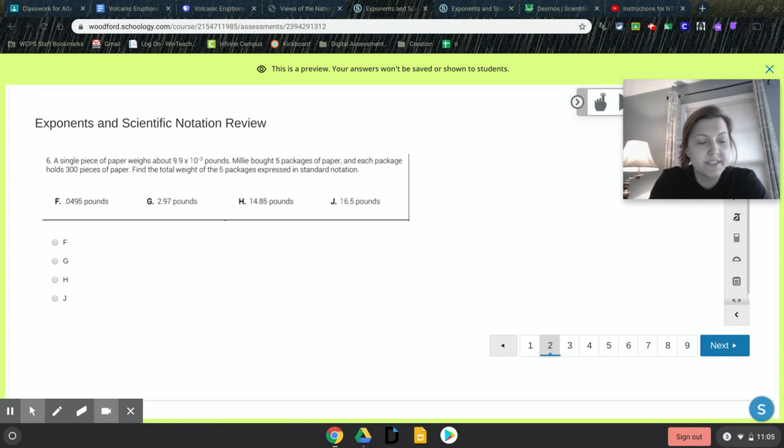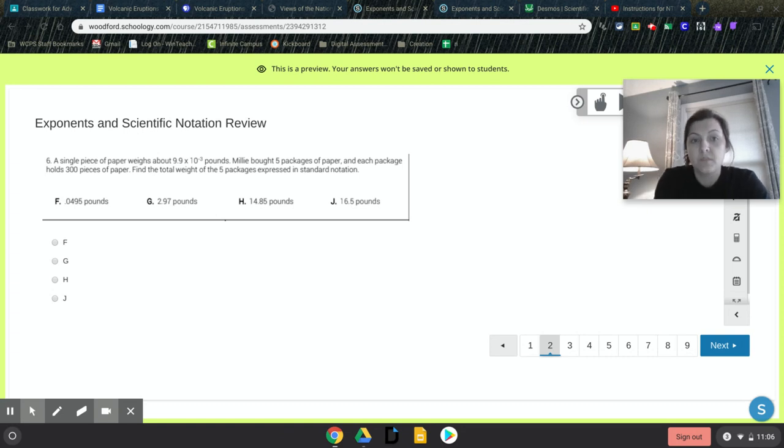All right, this one is actually number 6. So a single piece of paper weighs about 9.9 times 10 to the negative 3 pounds. Millie bought 5 packages of paper, and each package holds 300 pieces of paper. Find the total weight of the 5 packages expressed in standard notation. So first of all, you need to figure out which operation are you going to perform. So a single piece of paper is 9.9 times 10 to the negative 3 pounds. She bought 5 packages of paper, and each of them has 300 pieces of paper. Find the total weight of the 5 packages expressed in scientific notation.